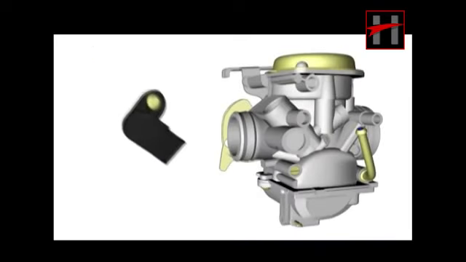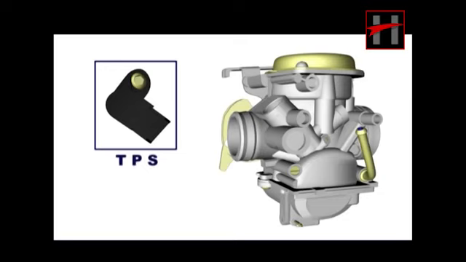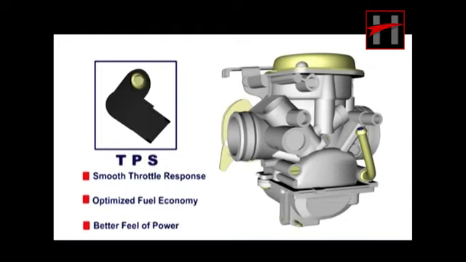TPS is used in the BS carburetor to achieve smooth throttle response, optimized fuel economy and a better feel of power.